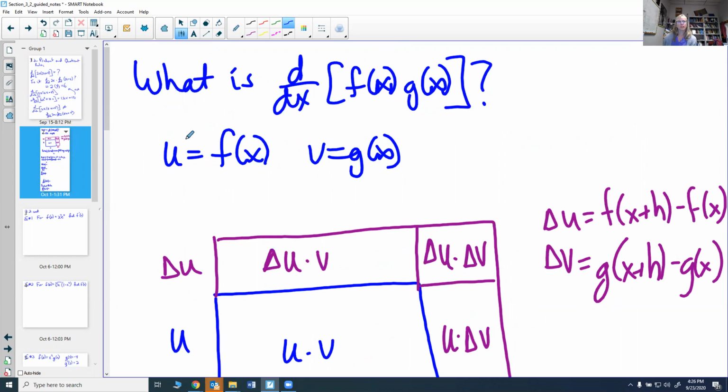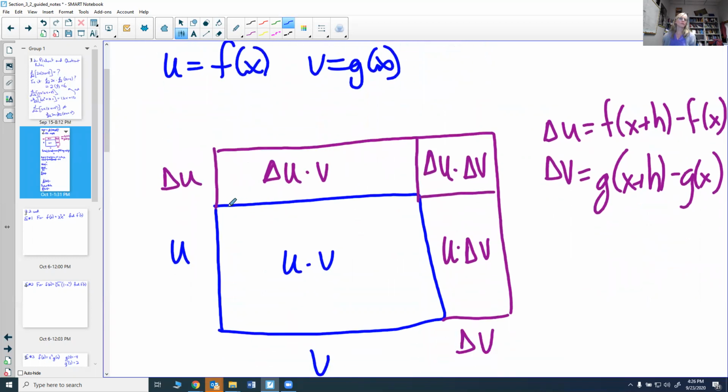But remember, we are going to change u because we're changing f. So if we're changing f, then we have the change in u, and that's just f of x plus h minus f of x. And we're going to say the same thing. We're going to change g. We're going to get g of x plus h minus g of x, and that's just the change in v.